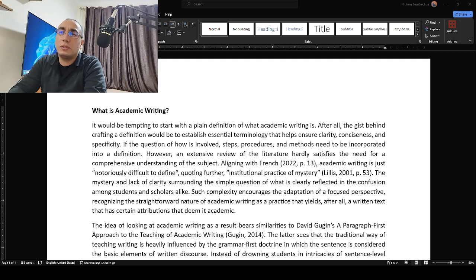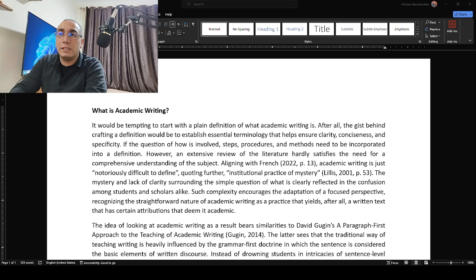So we'll start first. What is academic writing? In this view, I would start with something new. I won't just give the direct definition. I would start by saying it would be tempting to start with the plain definition of what academic writing is. Let me remove that, sorry. Academic writing is, after all, the gist behind crafting a definition would be to establish essential terminology that helps ensure clarity, conciseness, and specificity. This is usually why we would advance any definition.